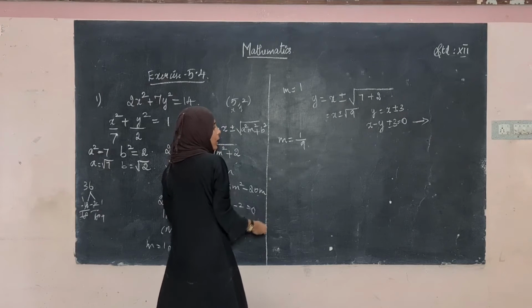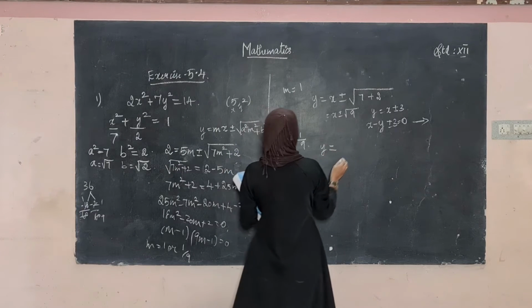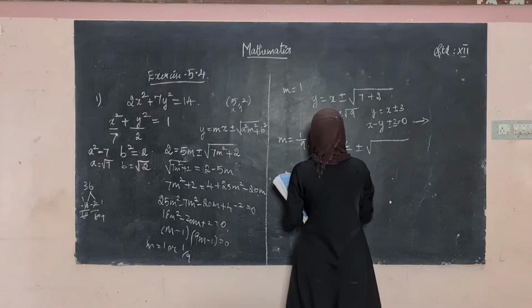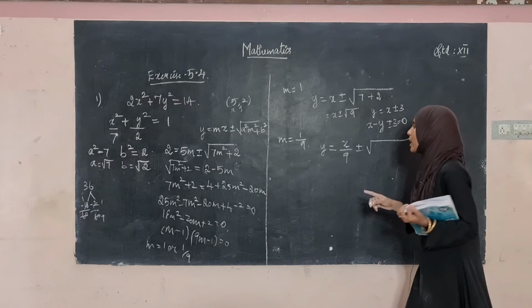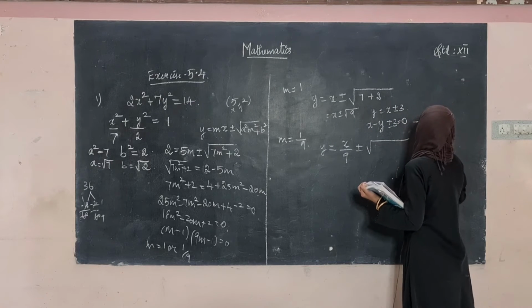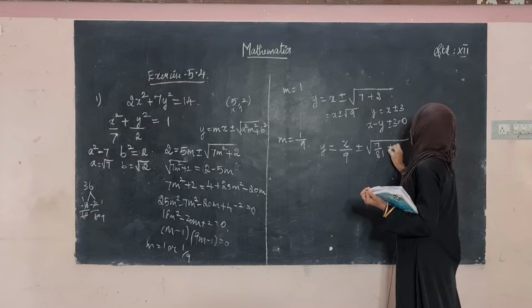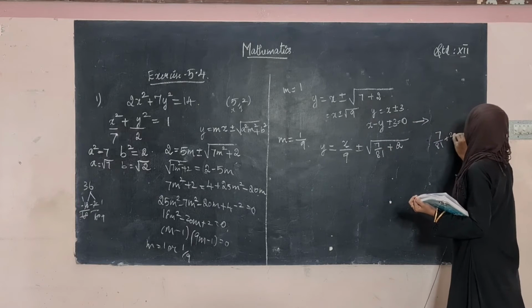And when m is equal to 1 by 9, y is equal to, what is m into x? x divided by 9 plus or minus square root of a square, which is 7, into m square, which is 1 by 81. So 7 divided by 81 plus 2. Okay, what is 7 divided by 81 plus 2?